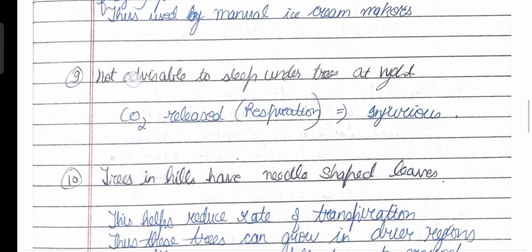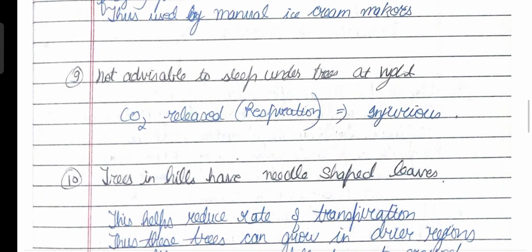As a result of this, it is helpful and is used by manual ice cream makers for making ice creams. Next is, why is it not advisable to sleep under trees at night? Trees perform photosynthesis during the day, and they perform respiration during the day as well as during the night. But when there is night, or absence of sunlight, they are not able to perform photosynthesis. And as you all might be aware, during photosynthesis carbon dioxide is taken and oxygen is given out as a byproduct.